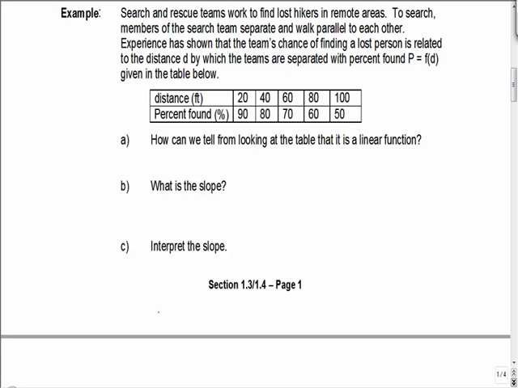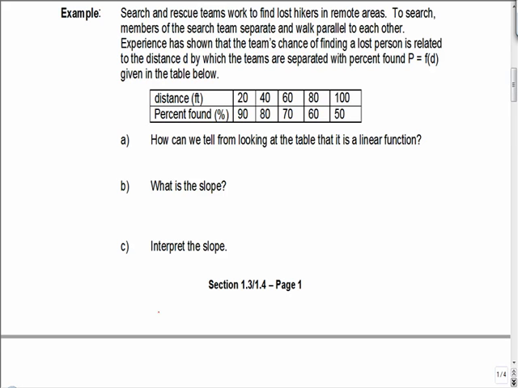Let's take a look at an example. Suppose search and rescue teams work to find lost hikers in remote areas. To search, members of the search team separate and walk parallel to each other. Experience has shown that the team's chance of finding a lost person is related to the distance d by which the teams are separated, with percent found equal to p equals f of d, given in the table below.